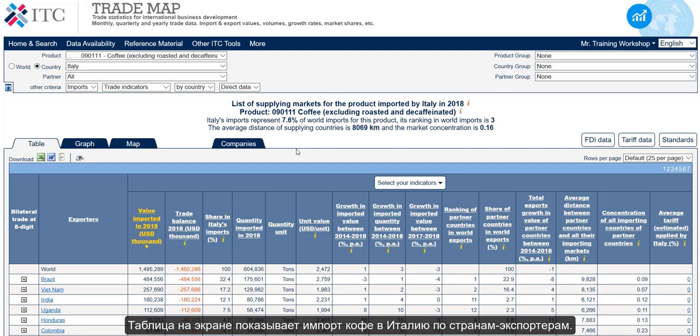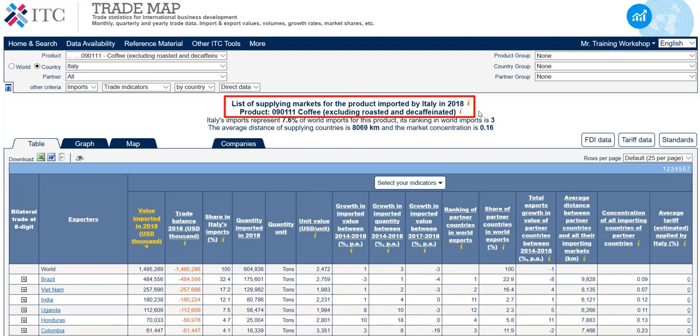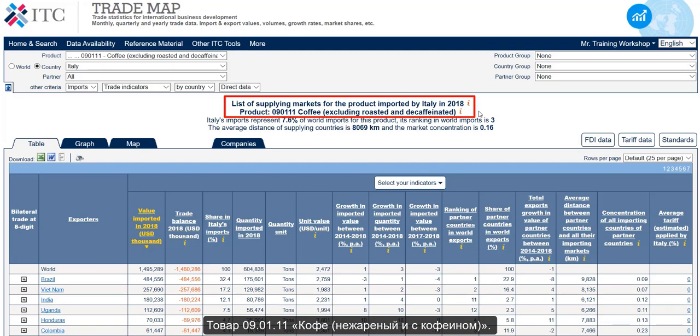The table we are looking at right now is Italy's imports of coffee from all exporters. The first thing to notice in this new table is, again, the title, List of Supplying Markets for the Product Imported by Italy in 2018. Product 09 to 0111. Coffee, excluding roasted and decaffeinated.